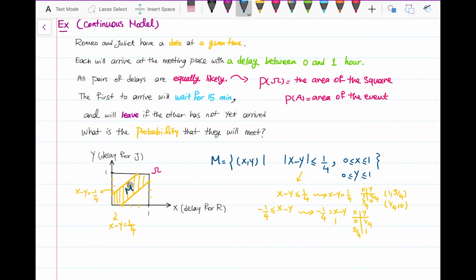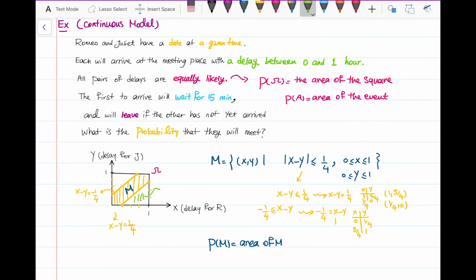So this is the region M that I was looking for. Now to find the probability of M, which is the area of M, because this is the event M that I'm looking for, the probability of that would be the area. So to find the area in here, it's better to consider the area of the whole square and subtract the area of these two triangles.